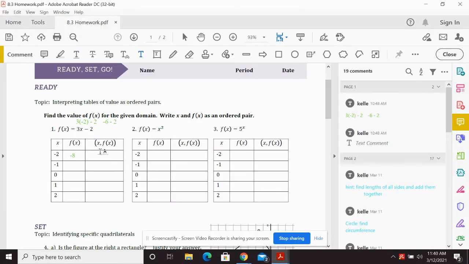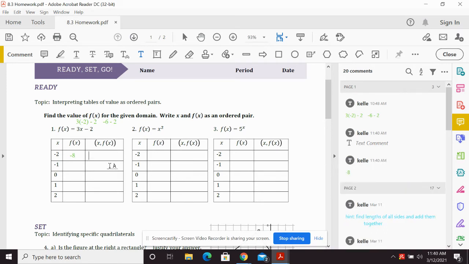Anyways, so then you're going to write it as an ordered pair. The x value is -2. The y value, or f of x value, is -8. Ta-da! So you're going to do that for the rest of this table.